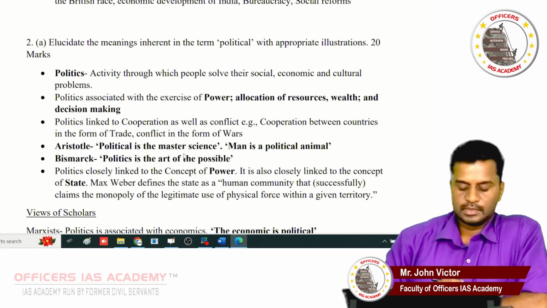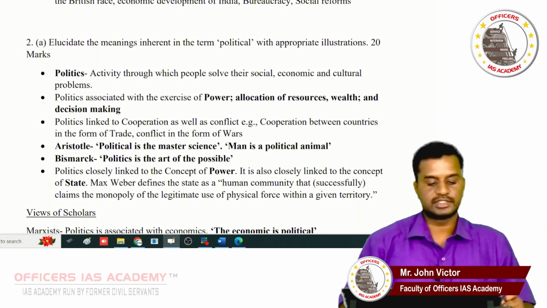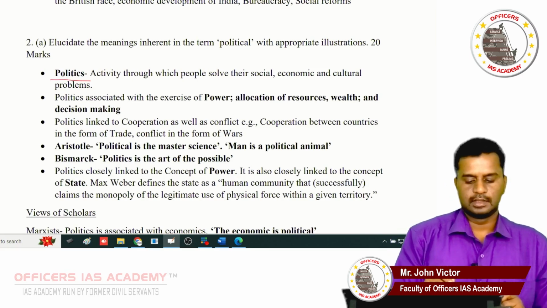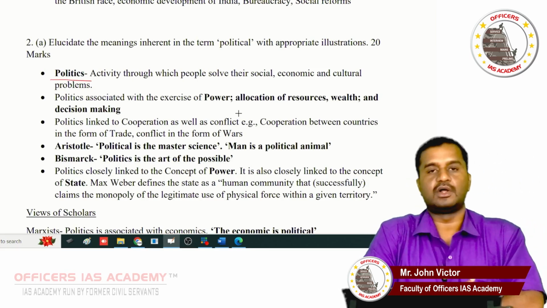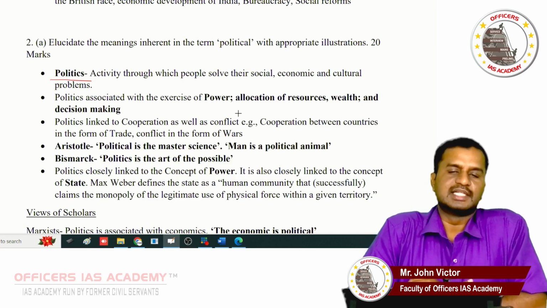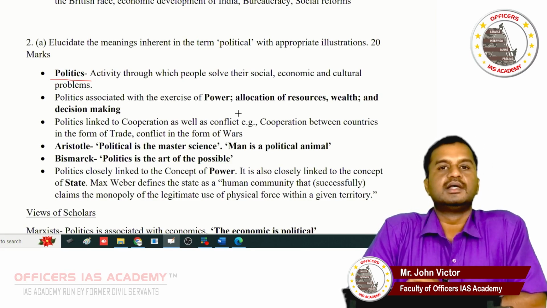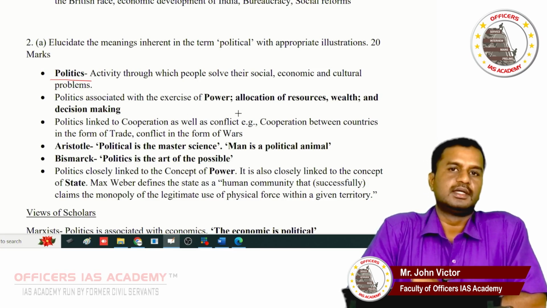Second question. Elucidate the meanings inherent in the term political with appropriate illustration. Rather straightforward question. Politics is the activity through which people solve their economic, social, and political problems. It is an activity as well as an art. Politics involves cooperation as well as conflict.